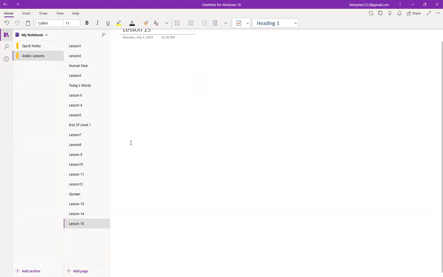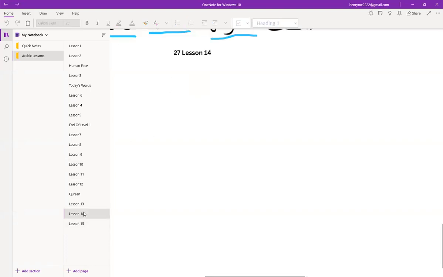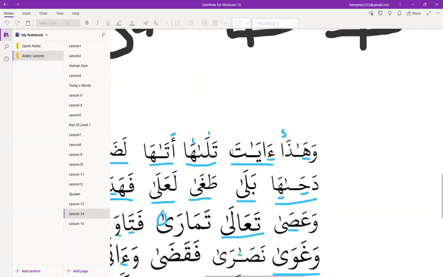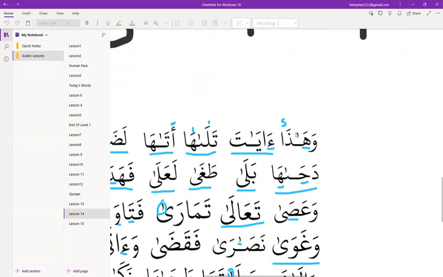Really quick, let's recap what we learned yesterday. We learned about this small mark on top of the word. And we learned that if a letter comes before it with fatha on top and this small mark comes after, the letter before it will have double duration of the sound. The fatha will have double, for example, this one is wahada, ayata, talaha.